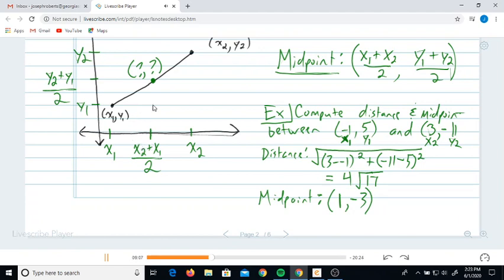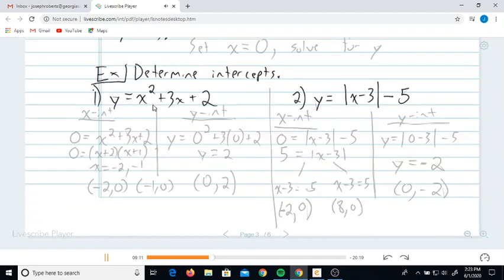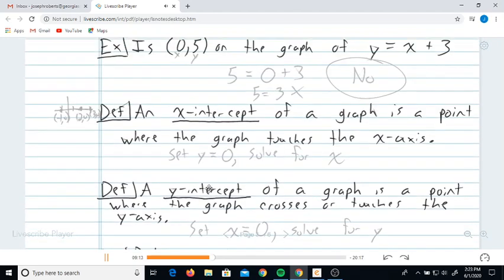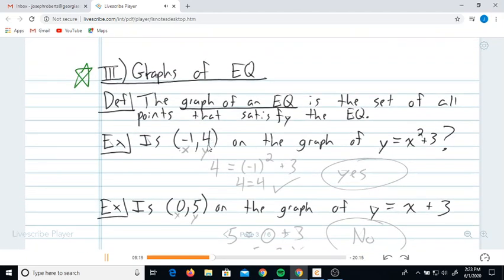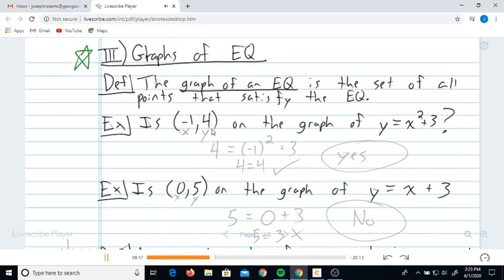Alright, cool beans. So that's distance and midpoint, which brings us to graphs of equations, something we'll be studying throughout the remainder of the course. The graph of an equation is the set of all points that satisfy the equation. So it's basically all the ordered pairs that make the equation a true statement.